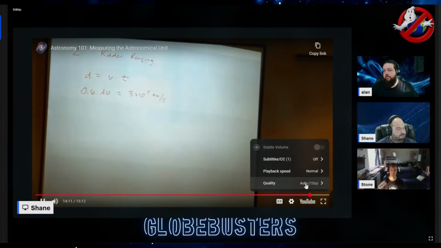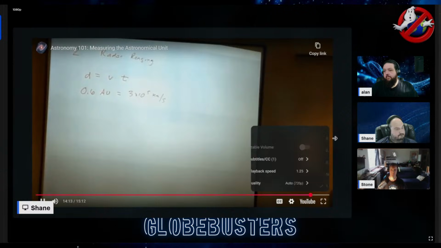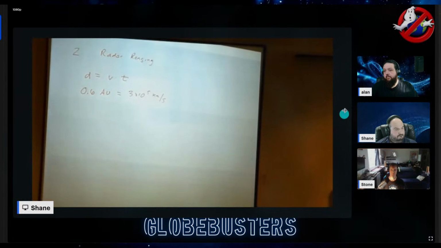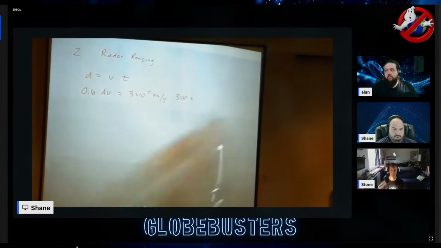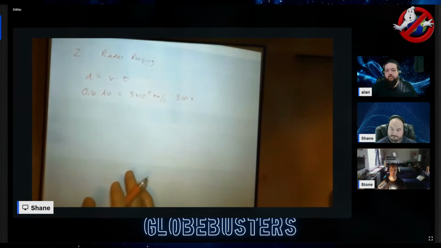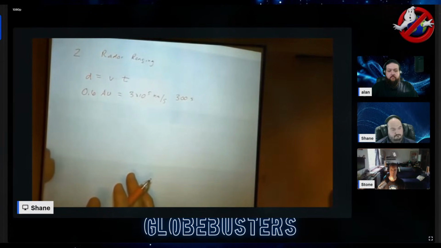But if we had no idea, we'd send this pulse of radio waves out. If the solar system's huge, you might have to wait hours for it to come back. If it's really small, you might have to wait seconds for it to come back. It is what it is. It takes about 300 seconds for it to come back, rounding off. It's about 5 minutes. So that shows you how far away it is. Communication round-trip timescale of Venus, about 5 minutes.